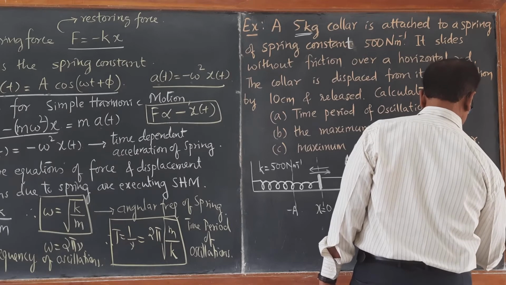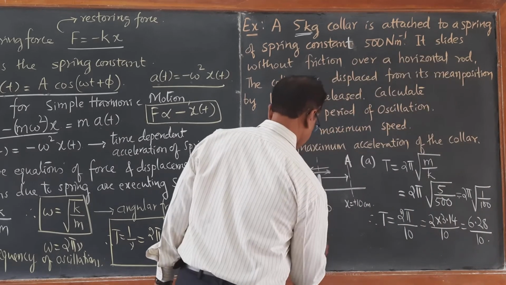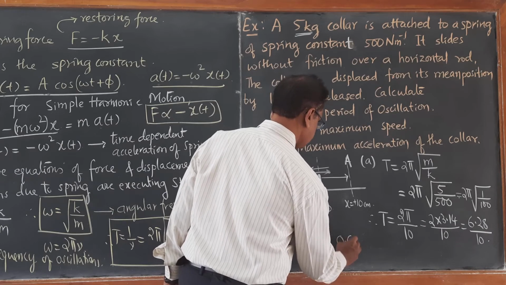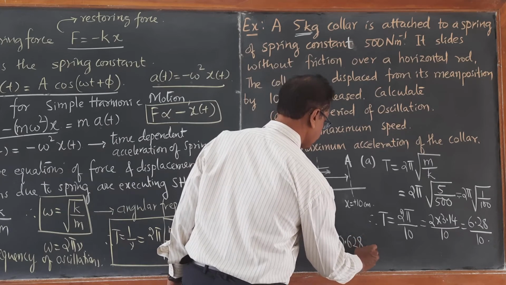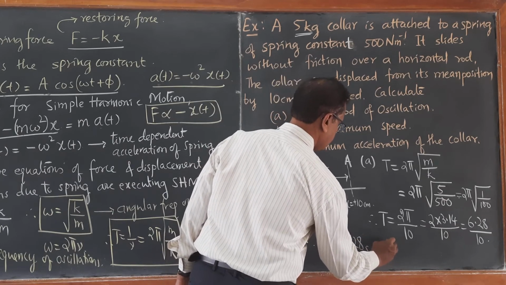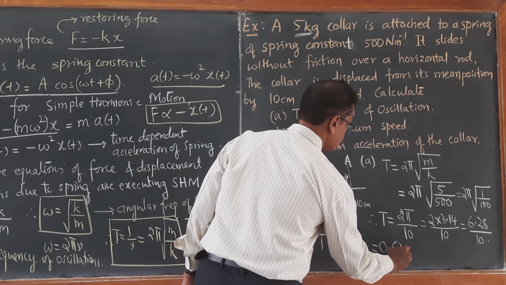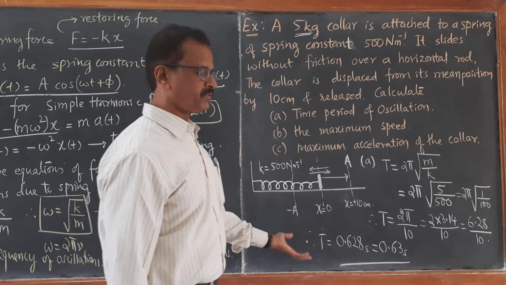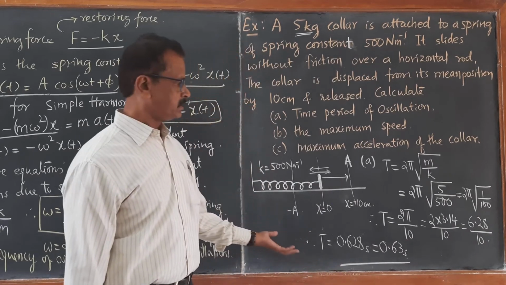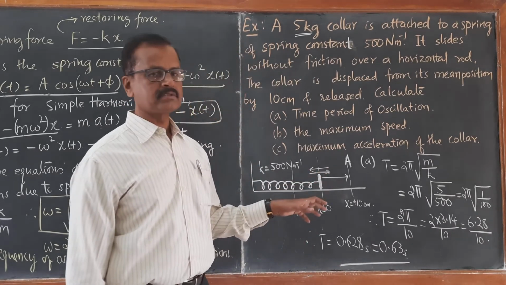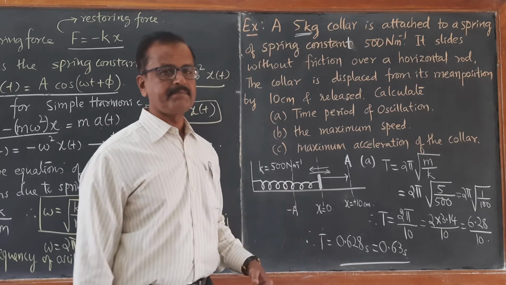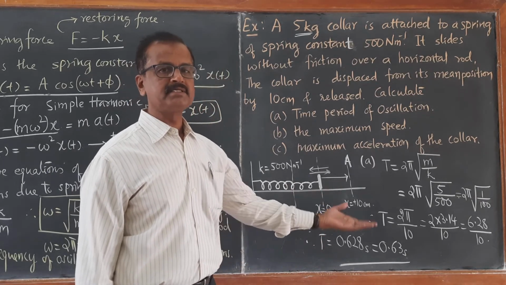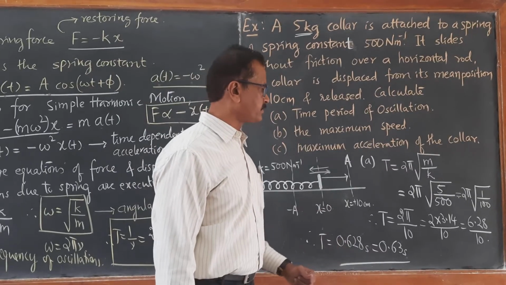6.28 divided by 10. So therefore, the time period of oscillation T is equal to 0.628 seconds, or at the most you can take 0.63 seconds. So this gives us the time period of oscillation. If frequency is asked, then you just take the reciprocal of the time period. The reciprocal of the time period gives us the frequency, 100 divided by 63. That is the frequency.